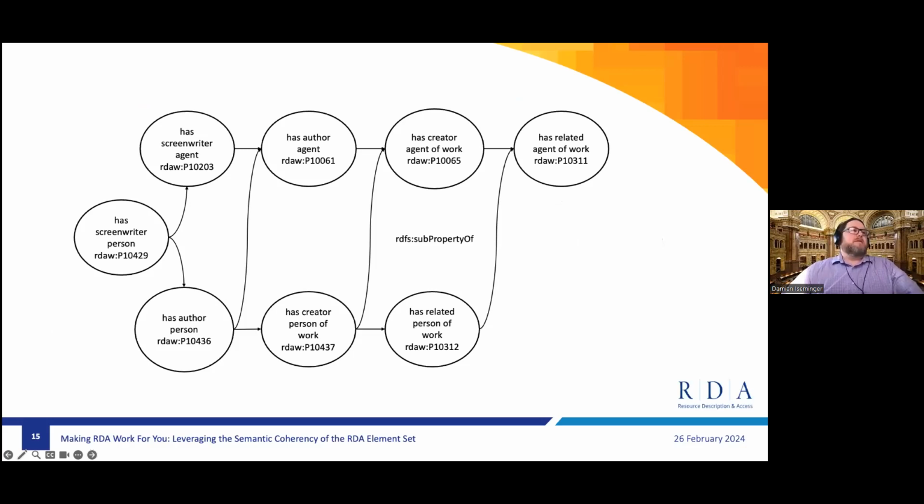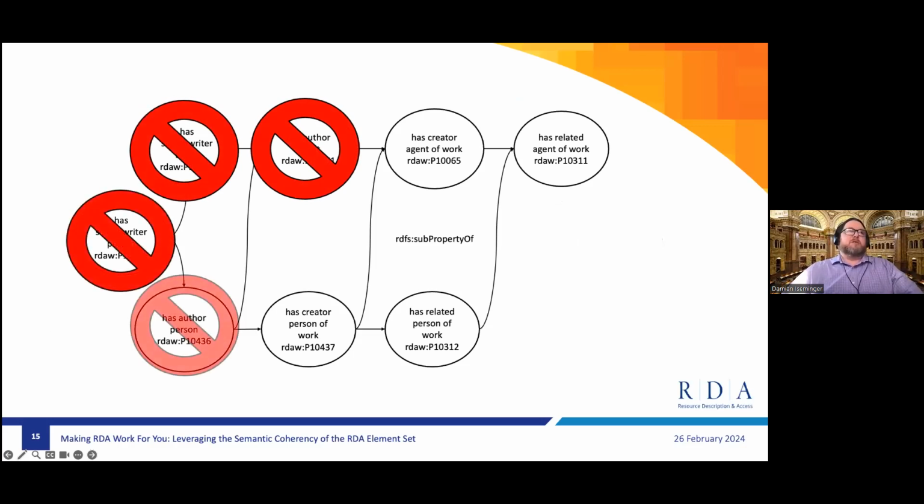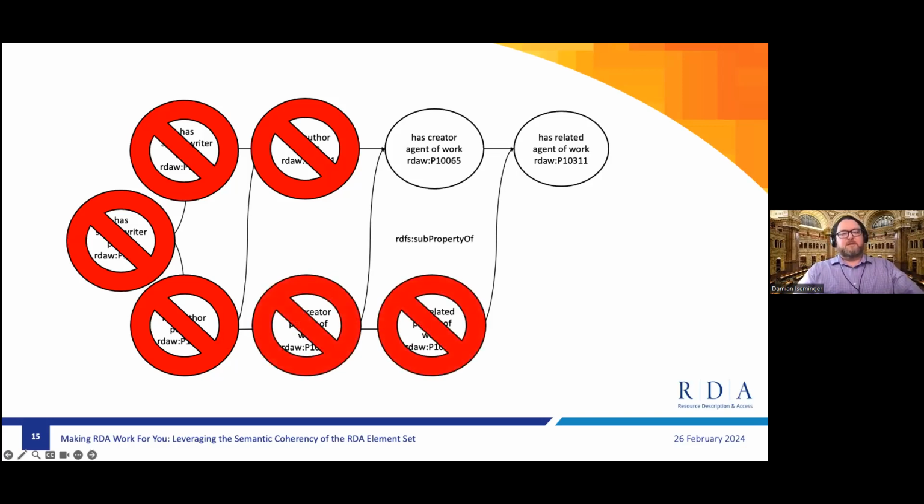So this is the hierarchy for has screenwriter of person, taken up to related agent of work. Well, let's just say I don't care about distinguishing between the different types of agents. I just want to use creator agent and related agent. That's all I need. I don't care if it's a screenwriter. I don't care if it's an author. These are defensible choices that we might feel like we don't need to have specific relationship elements for that. And as I said before, you could decide, well, maybe I only want to use the agent elements. Well, you've also eliminated those two.